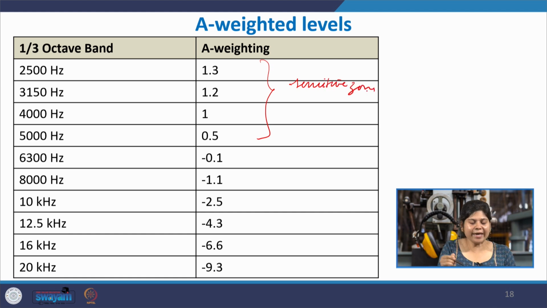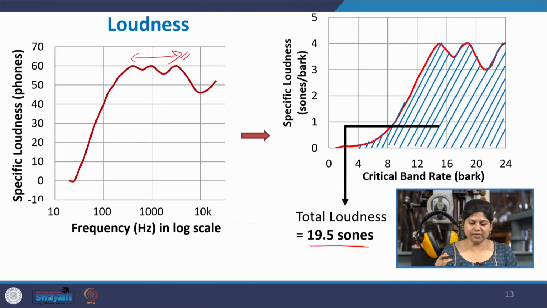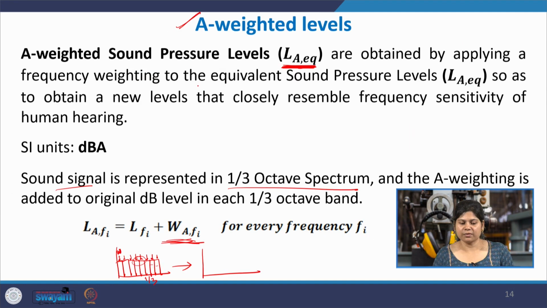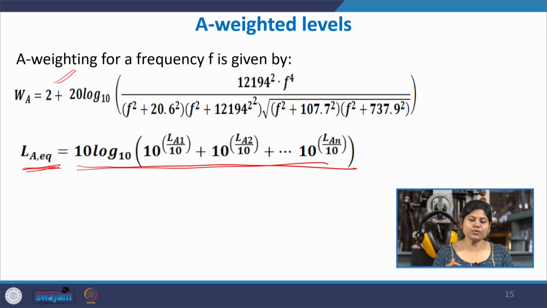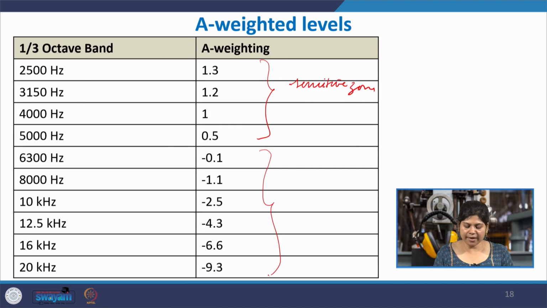Then slowly, as we move into higher frequencies, we again start reducing the amplitude, because the sensitivity reduces. If you can see it in this graph, once we reach a certain level the perceived loudness slowly drops. So, we will reduce the actual levels like this.